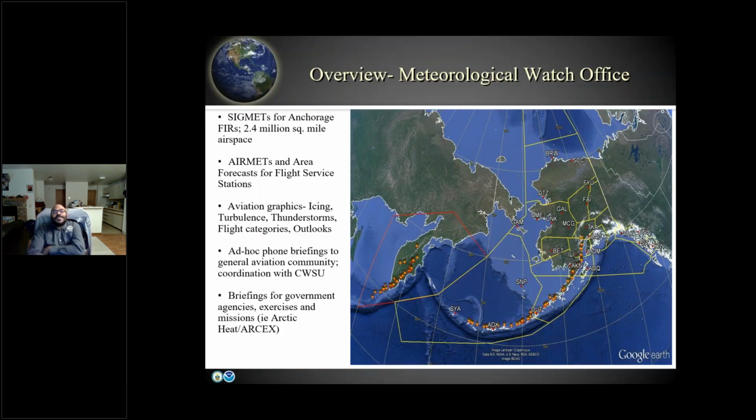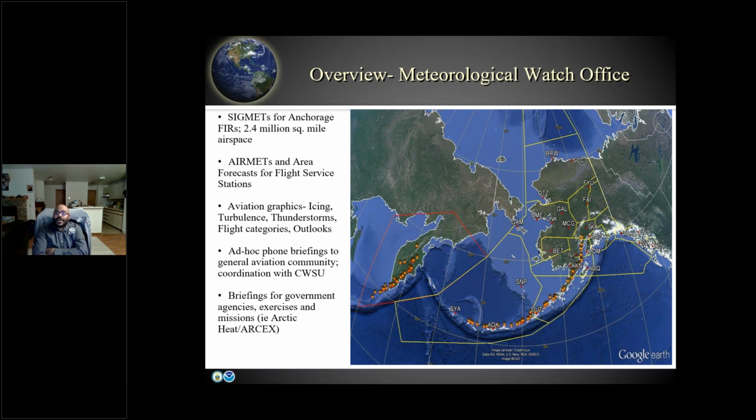So two offices in one. The Meteorological Watch Office portion, or the AAWU portion, on that map there, the area that's bounded by the yellow lines, that constitutes the Anchorage Flight Information Regions, or FIRs. It's about 2.5 million square miles of airspace that runs from the Arctic Ocean in the north down through mainland Alaska, Bering Sea, and then a portion of the North Pacific Ocean as well.